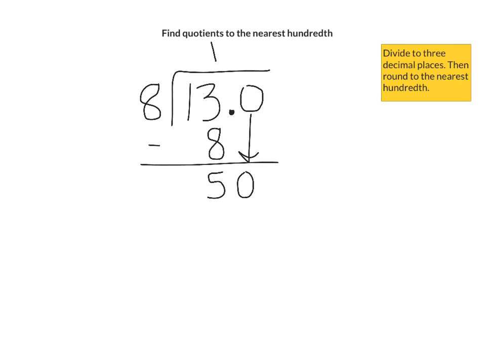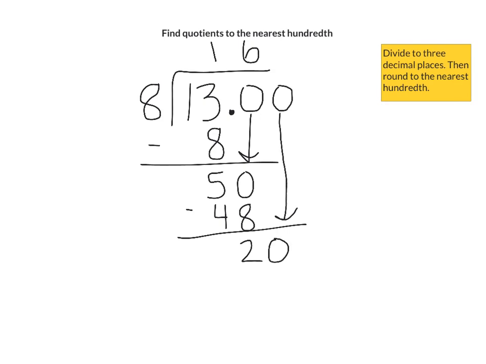50 tenths divided by 8 is equal to 6 tenths. 6 tenths times 8 is equal to 48 tenths. 50 tenths minus 48 tenths is 2 tenths, which we're going to regroup into our hundredths place so that we have 20 hundredths. So we'll add another 0. 20 hundredths divided by 8 is equal to 2. 2 times 8 is equal to 16 hundredths. 20 hundredths minus 16 hundredths is equal to 4 hundredths.